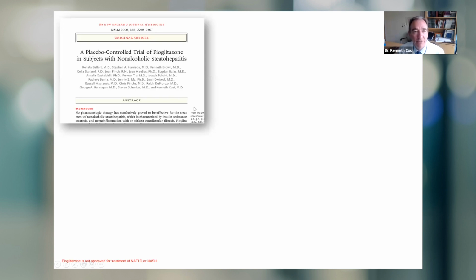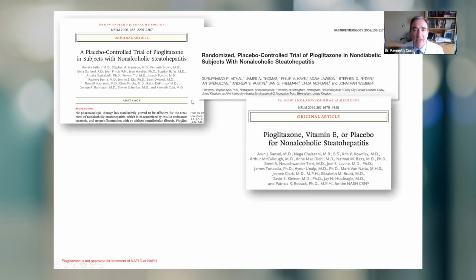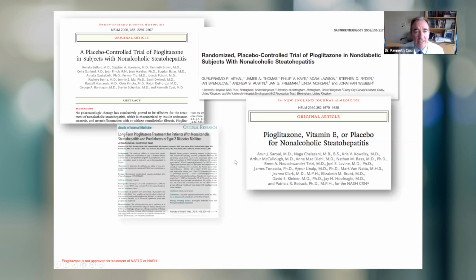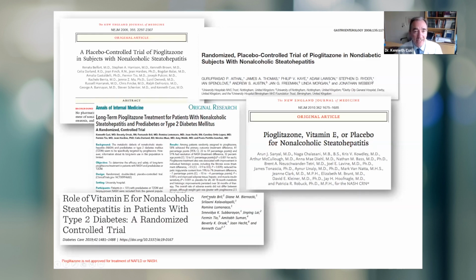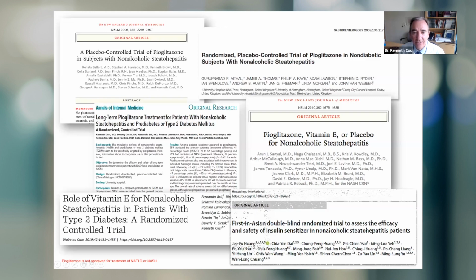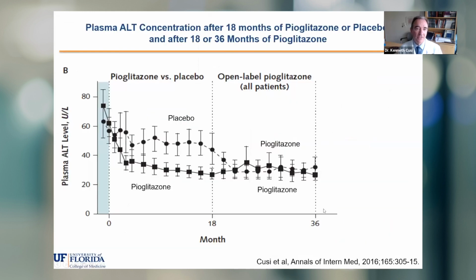Pioglitazone, I published with all these investigators the first proof of concept study. This was followed by a couple of studies, PIVENS. We did a 3-year study with similar results to those achieved at 6 months, but sustained over time. We combined it with vitamin E and saw some mixed results, but not really an additive effect as we hoped. And this is a recent study in an Asian population. The results are pretty much the same.